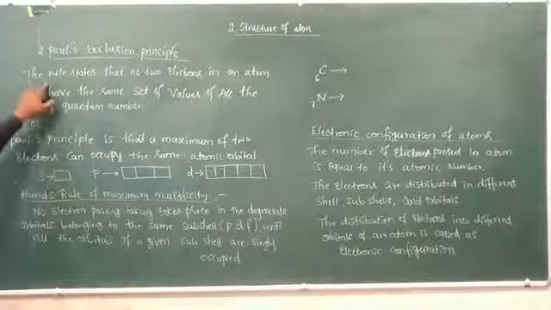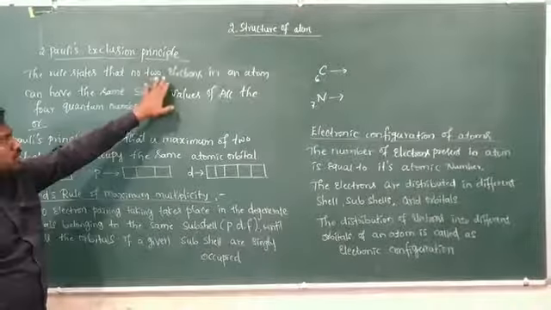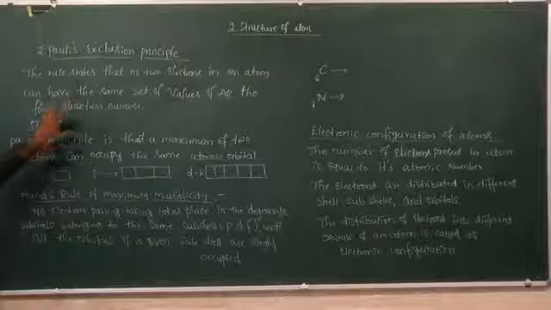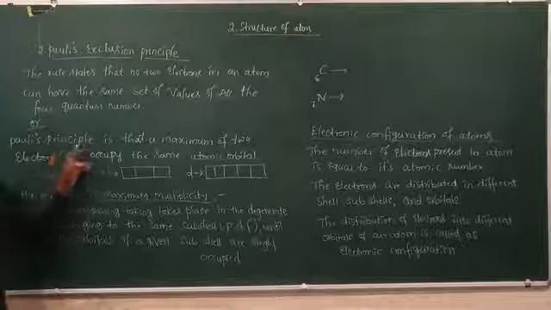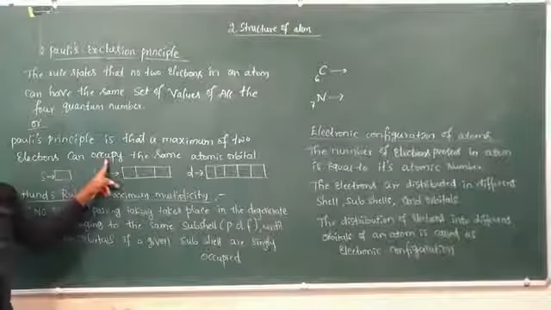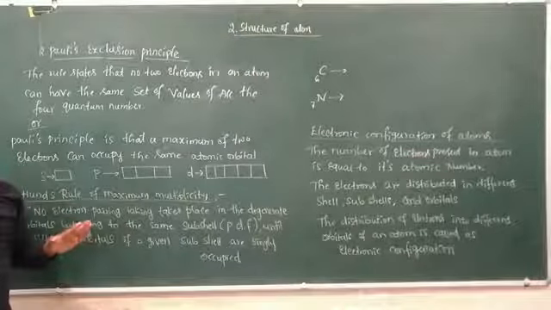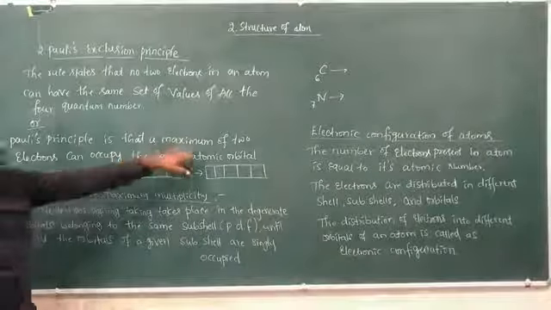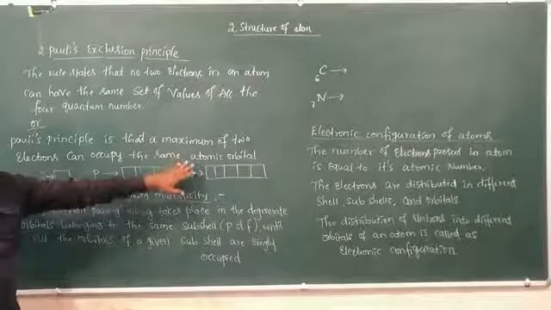Pauli's exclusion principle states that no two electrons in an atom can have the same set of values of all the four quantum numbers. Or, it states that a maximum of two electrons can occupy the same atomic orbital. In one orbital, the maximum accommodation is two electrons.